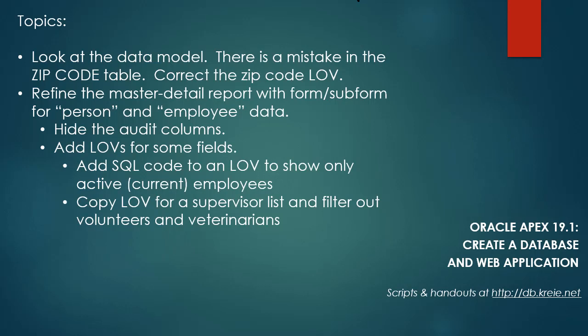Then we'll also add LOVs for some of the other fields, and we will need to make a modification to the employee list in order to show only current or what we would call active employees. We can then copy that and use that to create a supervisor list where we would show employees that are not volunteers or veterinarians.